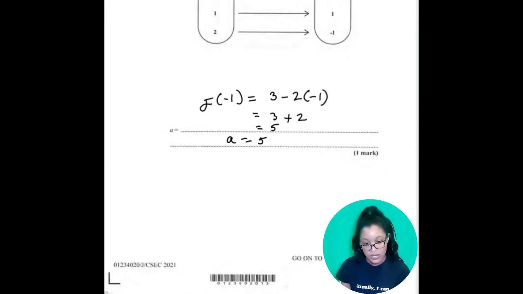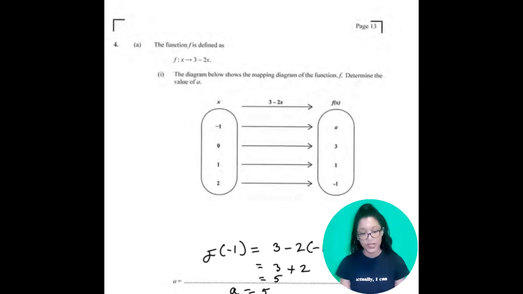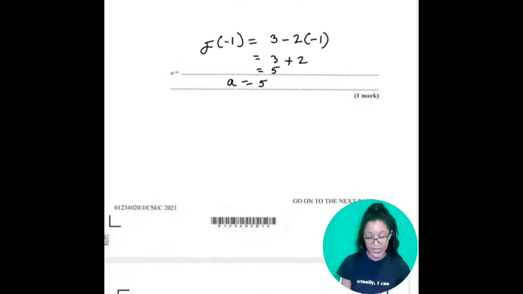Determine, in its simplest form, an expression for the inverse function f inverse of x. So we know what f of x is. Going back, f of x is equal to 3 minus 2x. We know how to find the inverse of a function. So y is equal to the function. We make y equal to the function, so y is equal to 3 minus 2x.